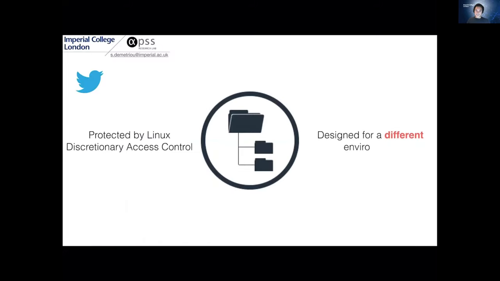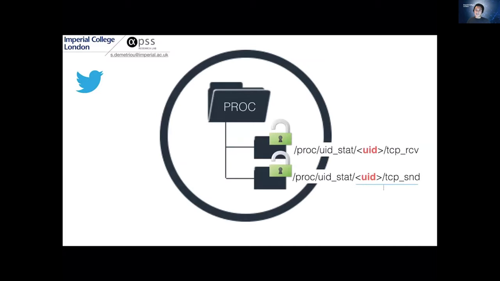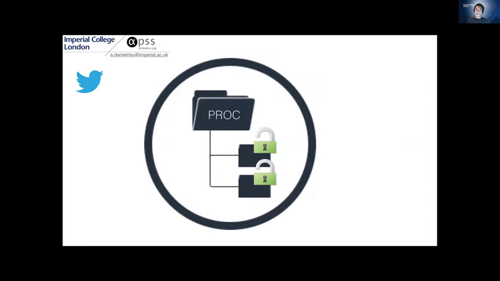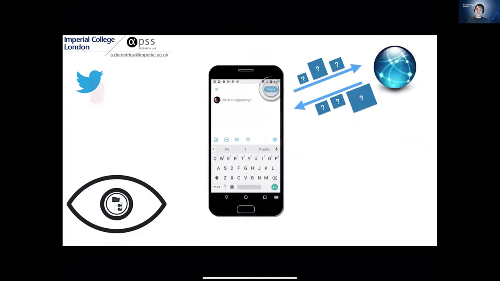not always correctly configured. Indeed, we found back then that some of the files made available to third-party apps used to reveal the amount of information sent and received over the network by a target process on the operating system. And we showed that by continuously monitoring such information when the victim app is running, the adversarial app can fingerprint and thus identify the event of posting a tweet.